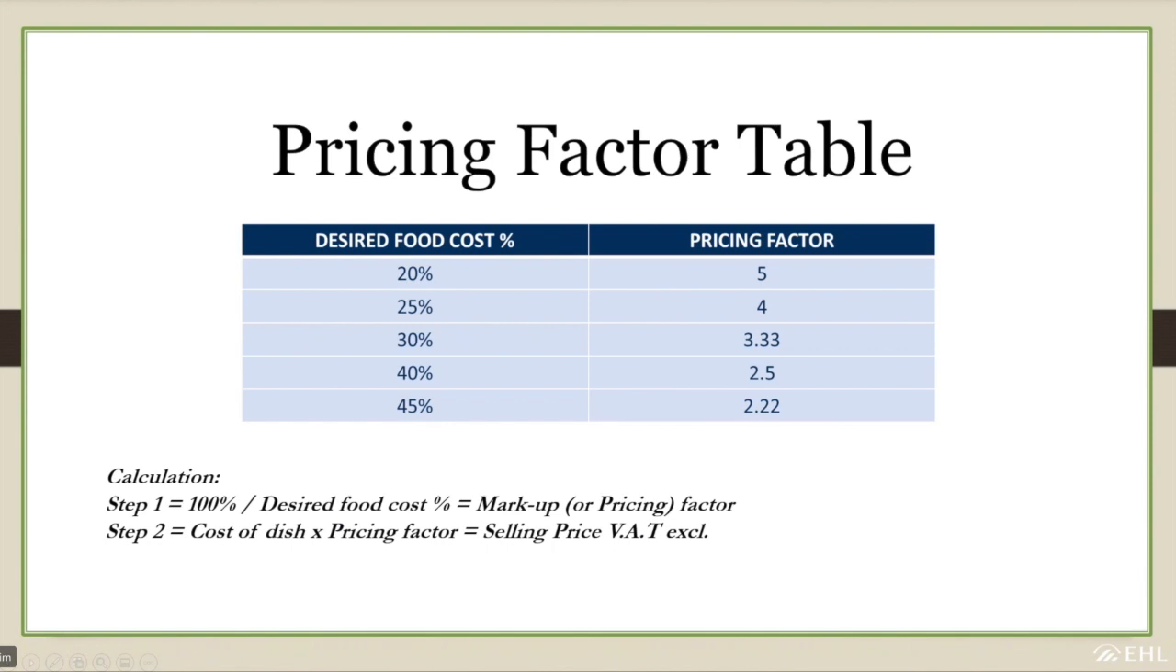So step one is you divide the 100% by the desired food cost, which is the markup, the pricing factor. This is how much of the percentage of the food cost you want to have. So that means, for example, if you want to have 20% of your dish as the food cost, then you can apply this pricing factor of 5, which is 5 out of 100. And that's basically the cost of the dish, excluded VAT.